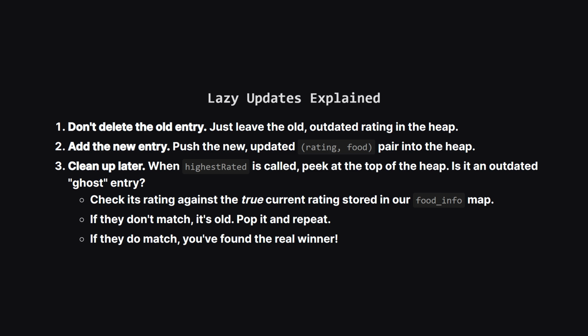But that's okay. When we need the highest rated food, we look at the top item. We then use our other map to ask, is this the real, current rating for this food? If it's not, we know it's a stale entry, so we just pop it off and look at the next one. We keep doing this until the item on top of the heap matches the real, up-to-date rating.